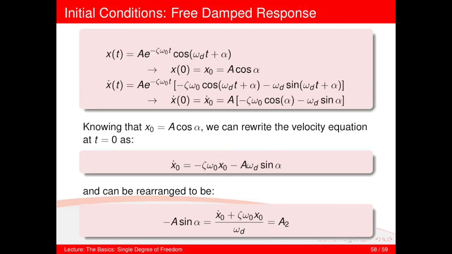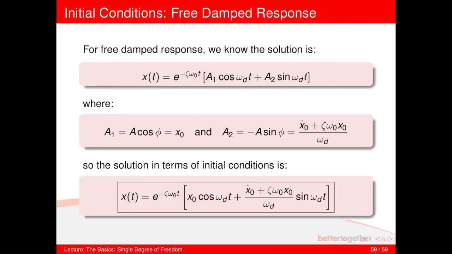Now we know that x naught is A cosine of alpha. We can rewrite the velocity equation at t equals 0 as this. And it's quite clear that you can rearrange to find minus A sine of alpha as this term. So there's our a1 for that alternative form, and there's our a2. And so you can take those terms and plug them into the alternative form that we had. So there's the alternative form. We know a1 and a2, and so you can plug them in and you end up with this equation here. Again, this is on your equation sheet.